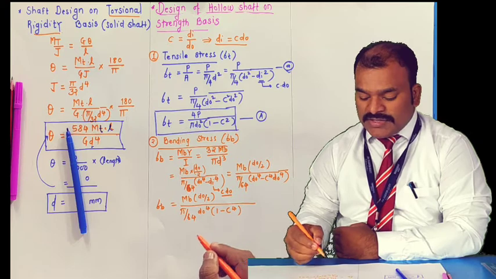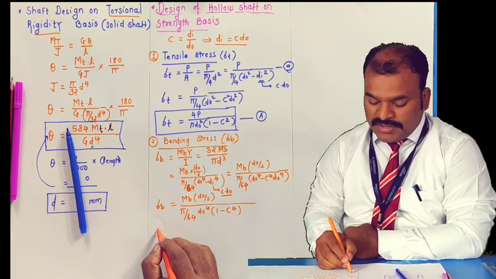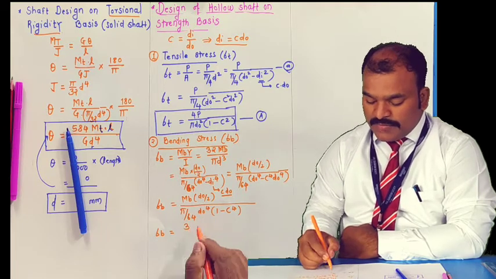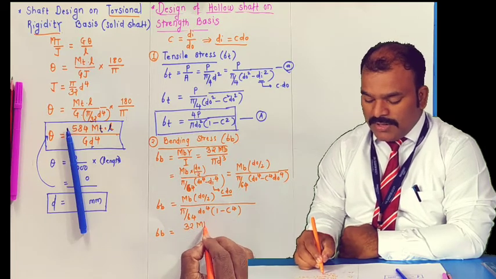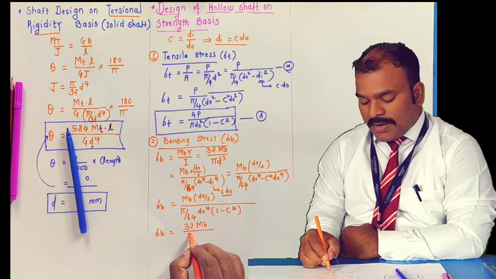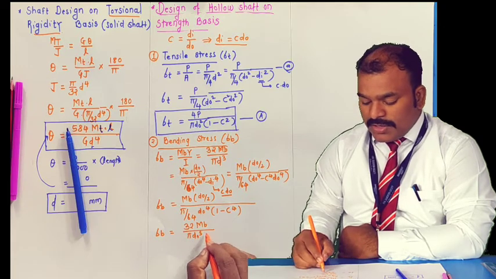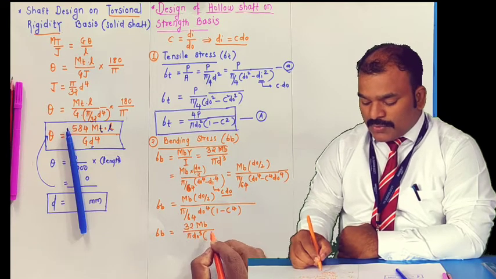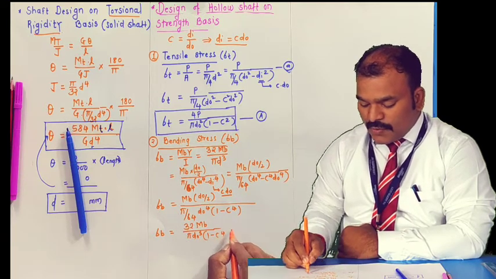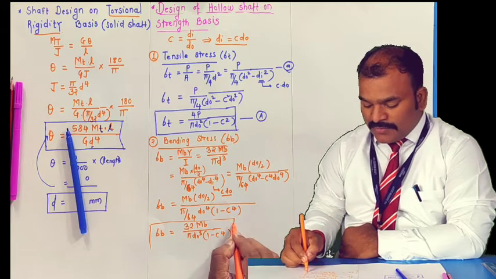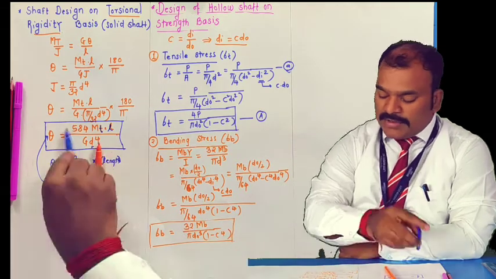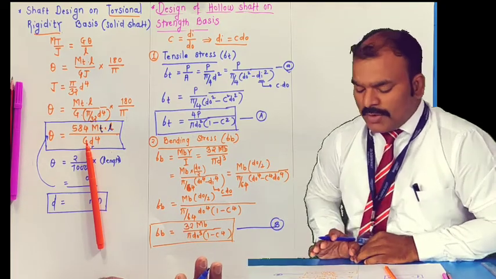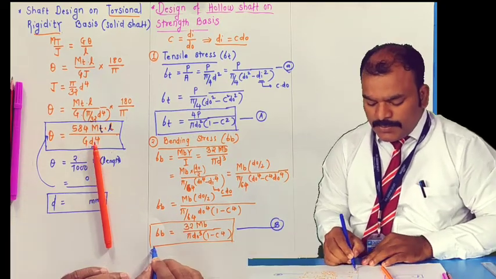If I simplify this, it gives the bending stress equal to 32 Mb by pi do cube into the bracket 1 minus C raised to 4, where one do gets cancelled. So this will be your final equation for calculating the bending stress in the case of a hollow shaft. Correct? Now third, shear stress.